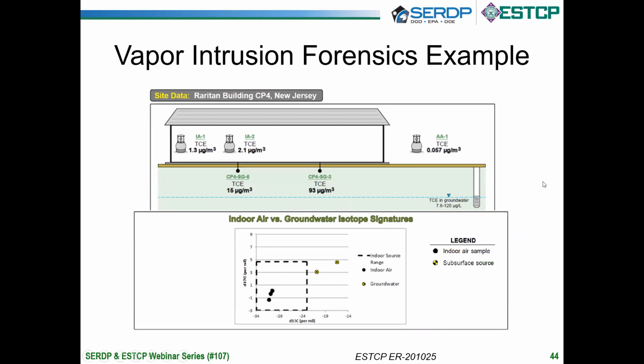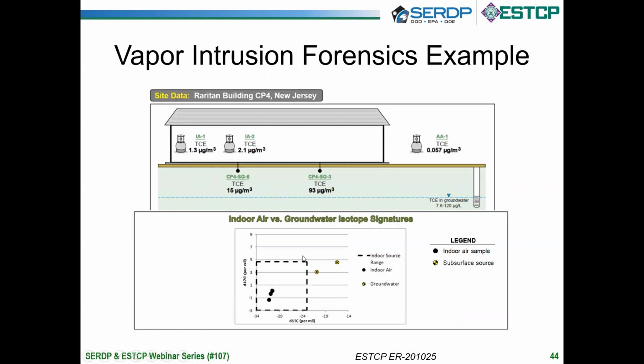Just to finish with one example, this is a vapor intrusion example from Raritan Arsenal, New Jersey. And essentially what we have here is a TCE plume. We had some indoor air TCE. Summa canisters were used to sample the indoor air. Isotopic analysis was done on TCE in the groundwater.